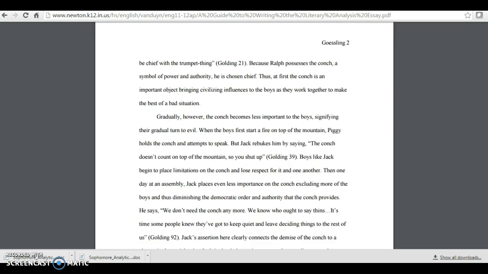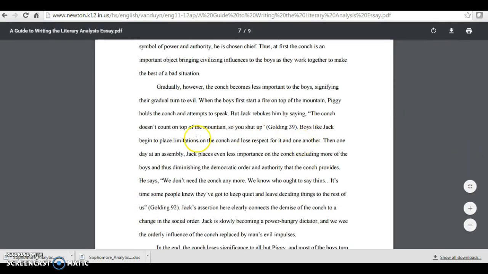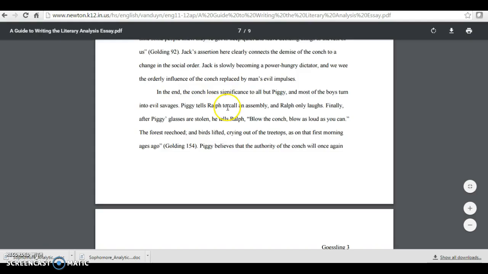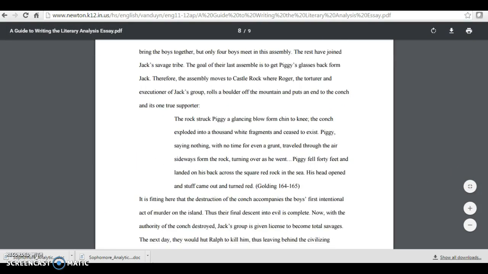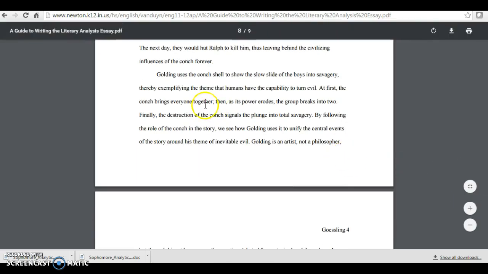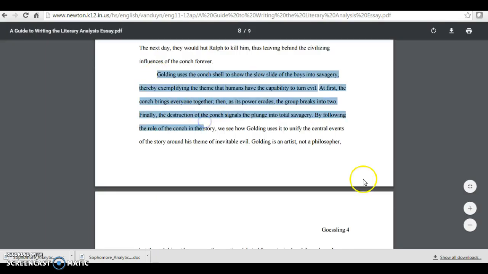I'm not going to read through all this, but just again, the topic sentences. Gradually, the conch becomes less important, signifying their turn to evil, and in the end, the conch loses significance to all but Piggy, and most turn into evil savages. And then there's a summary of the overall argument in the final paragraph.